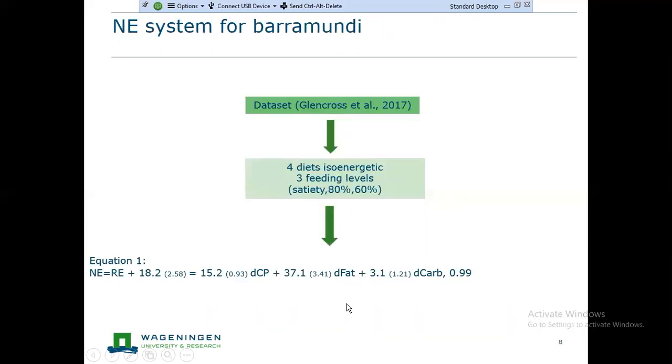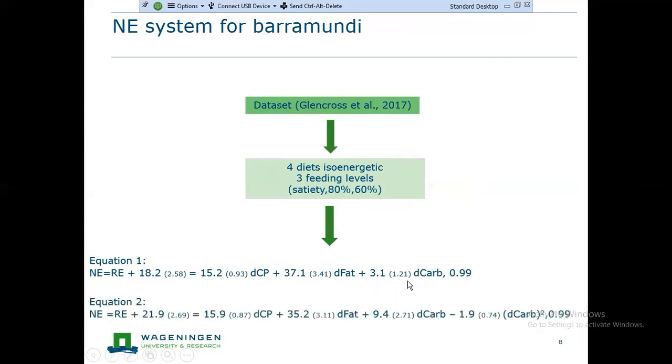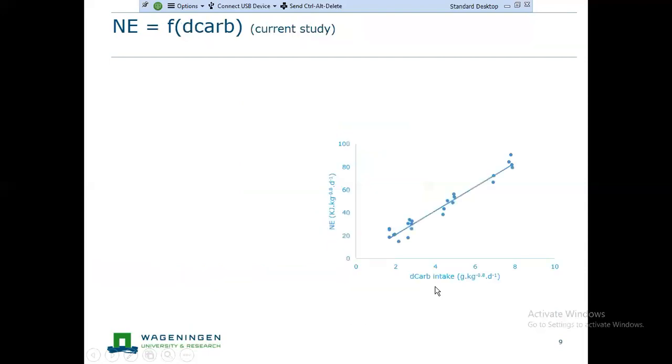And as you see, between barramundi and carp, the variation in the utilization efficiency of protein and fat is quite consistent. The variation is quite small and very similar to that of pig. The key difference between barramundi and carp is the value for the utilization efficiency of digested carbohydrate.